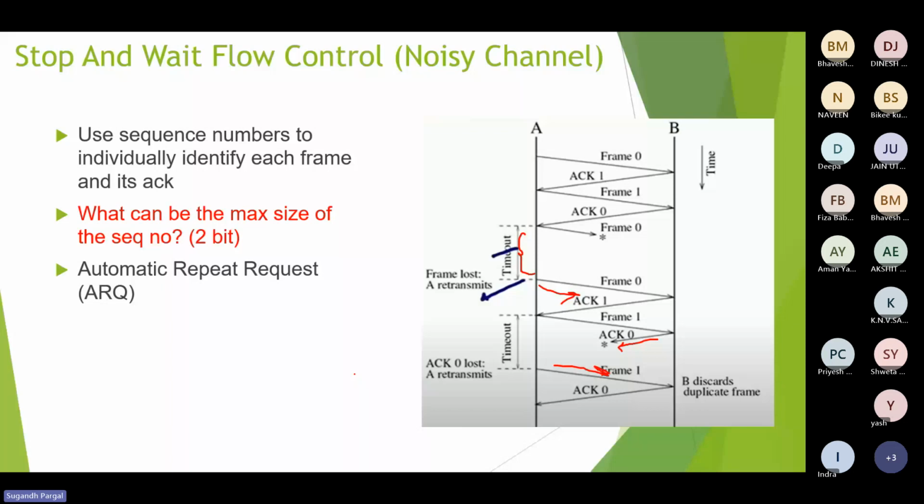So here is the case where frame 1 was transmitted earlier also and frame 1 is transmitted again also. So B discards the duplicate frame and considers only one of them.